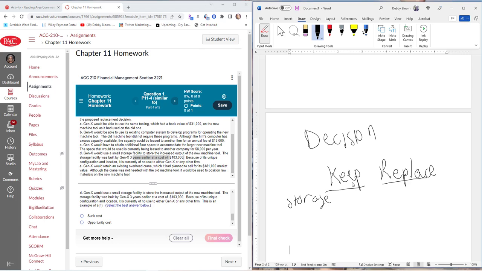So if we keep it, we spent $103,000 a few years ago, but we have no alternative use for it. If we replace it, we also spent $103,000 several years ago, but we're actually going to use it. So in this case, this is not relevant because it's in the same column. And the only one of those that is not relevant is a sunk cost. So the cost that we spent several years ago to build that storage facility would be considered a sunk cost.